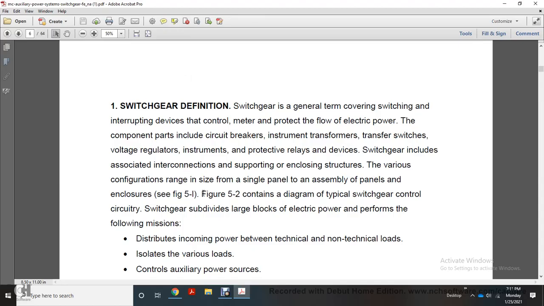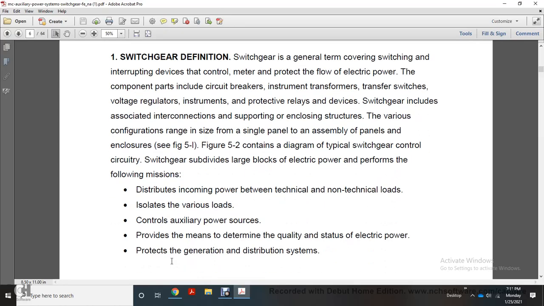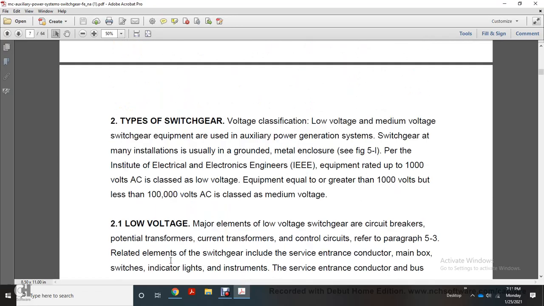Enclosures, figure 5.2, contains a diagram of a typical switchgear control circuitry. Switchgear subdivides a large block of electrical power to perform the following missions: distribute incoming power between technical and non-technical loads, isolate the various loads, control auxiliary power sources, provide the means to determine the quality and status of electrical power, and protect the generation and distribution systems.